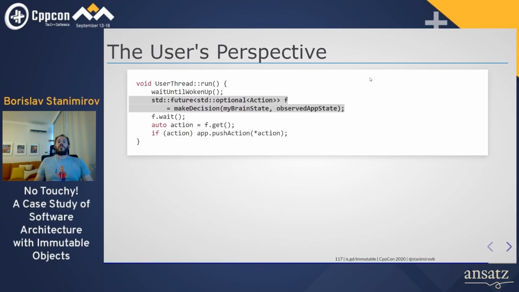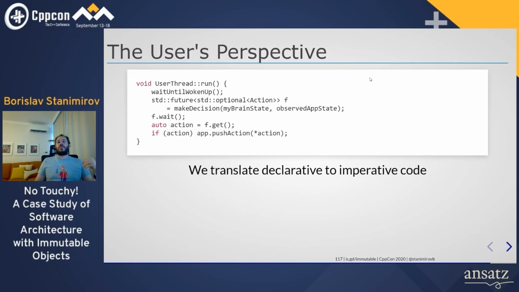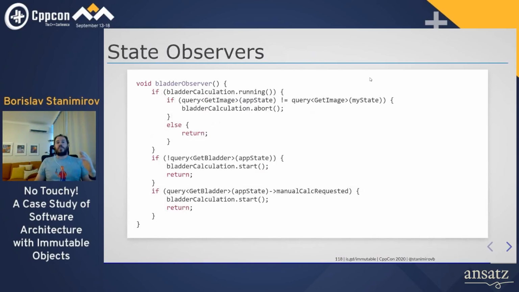I don't like this name right now. I want to set another name for this image. They run some kind of a function to make this decision. And if the decision is to make an action, we push the action to the application. So that's the thought that we really liked. And basically, that's the way services communicate with us. This is a way to translate declarative code, which is the state, the brain state, and the observed application state, to imperative code, like run this action.